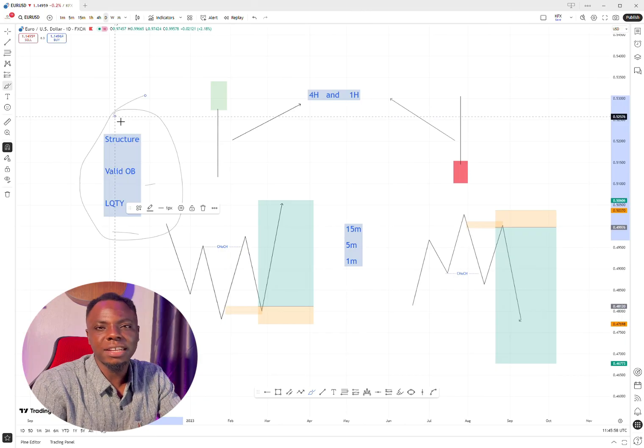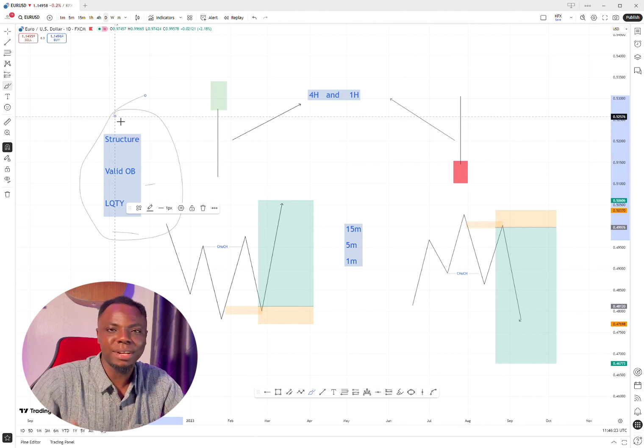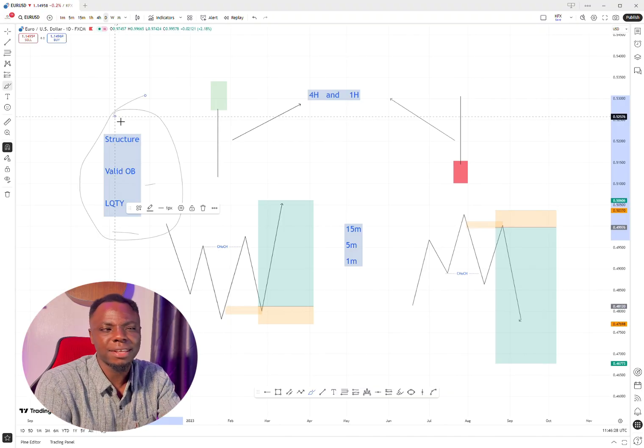Once you recognize that, the next thing is you also want to see the liquidity areas. Where do you really have the liquidity in the market? Where do you have the money standing that the market makers may likely grab before going in our favor? So once you identify these three basic things, the next thing is you now want to take your trade.